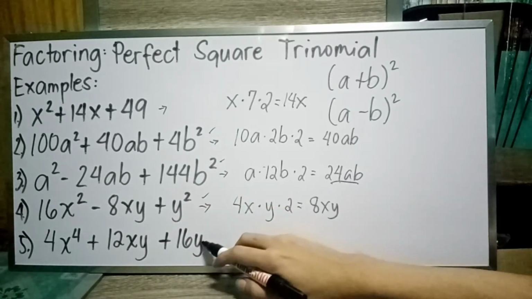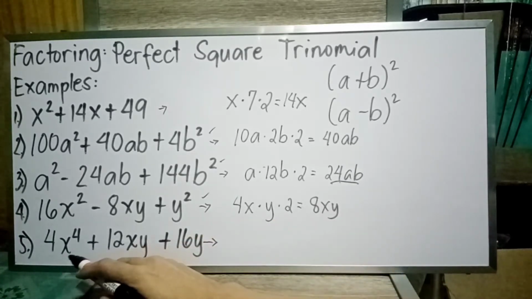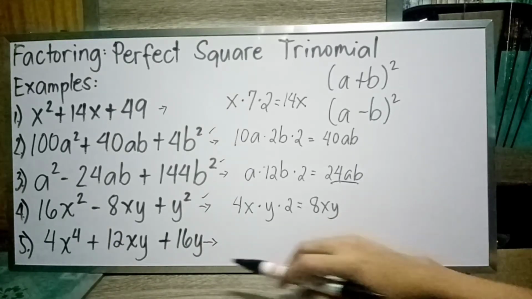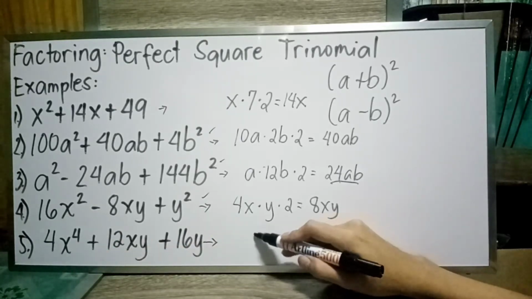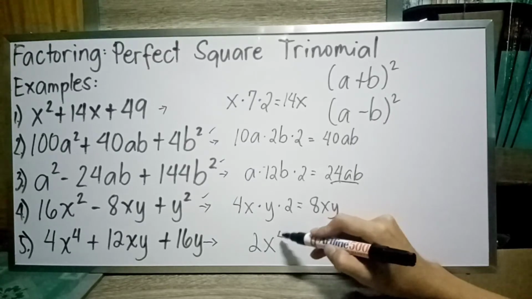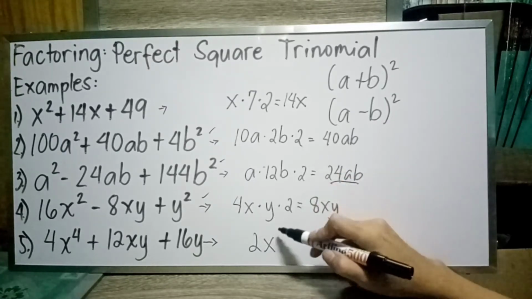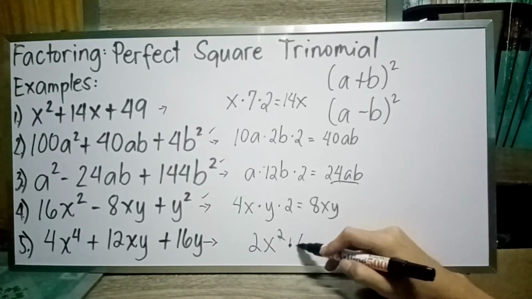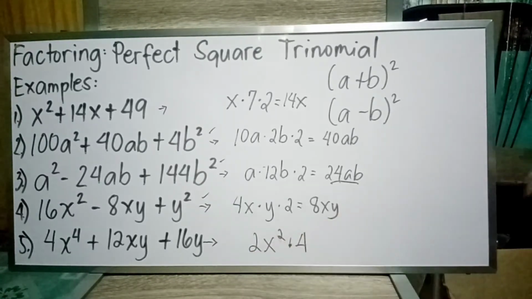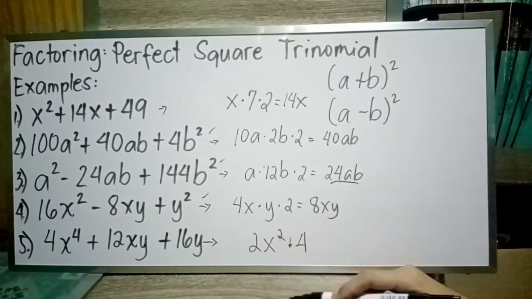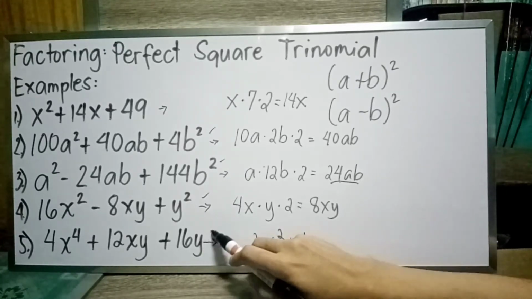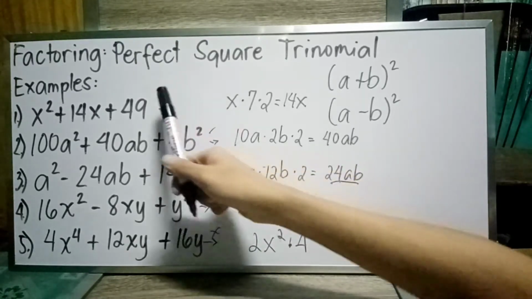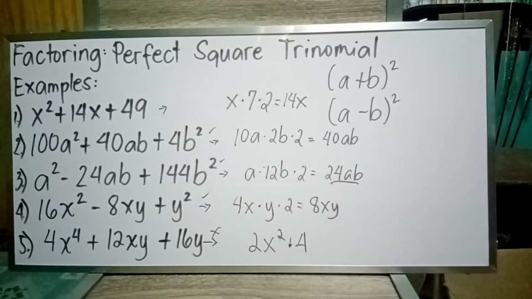Okay, next, 4x to the 4th plus 12xy plus 16y. So the square root of this is 2x to the 4th, squared, and this one is times 4, and then y doesn't have a square root because that is y, right? So therefore, this is not a perfect square trinomial, only the other four.